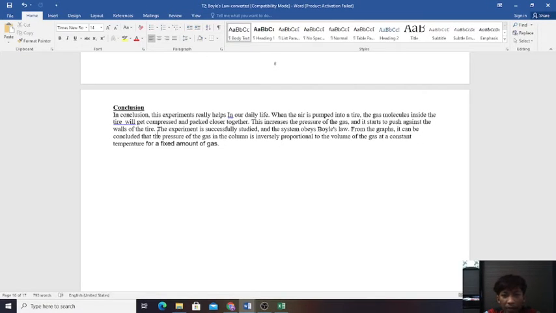When air is pumped into a tire, the gas molecules inside the tire will get compressed and packed closer together. This increases the pressure of the gas and it starts to push against the walls of the tire. The experiment is successfully studied and the experiment obeys Boyle's law. From the graph it can be concluded that the pressure of the gas in a column is inversely proportional to the volume of the gas at a constant temperature for a fixed amount of gas.